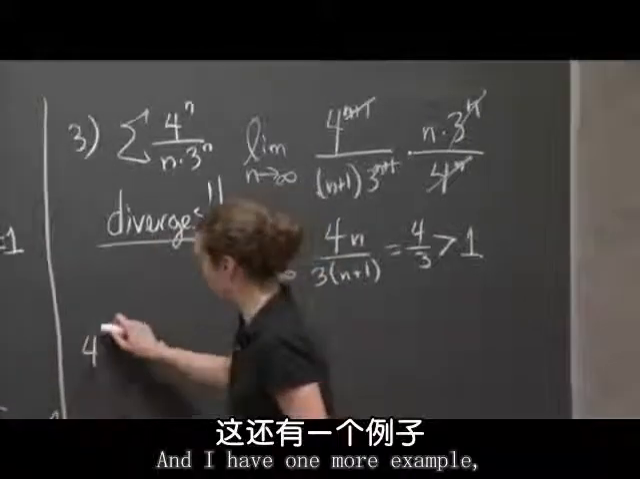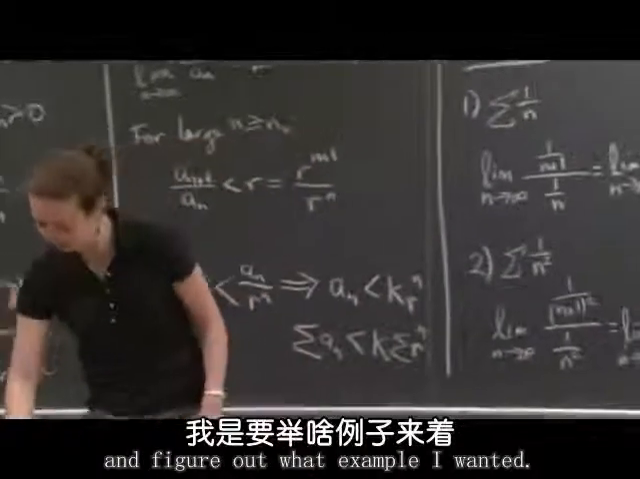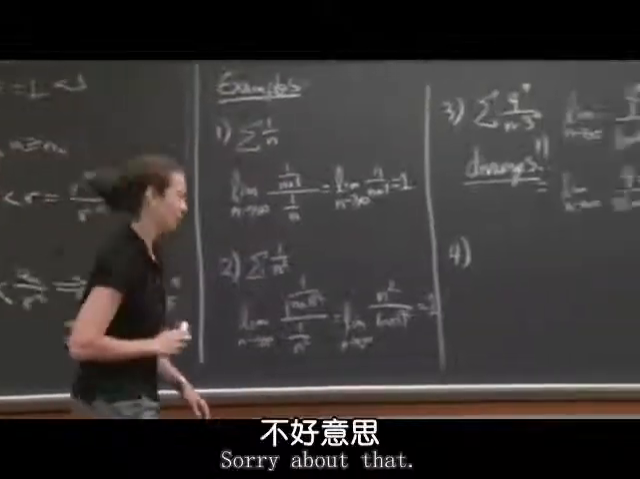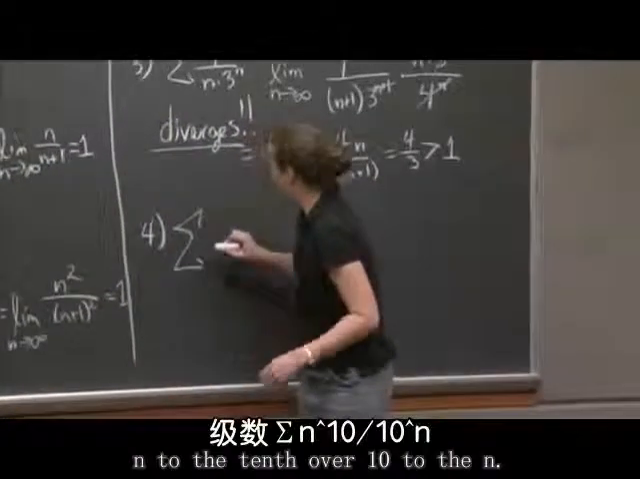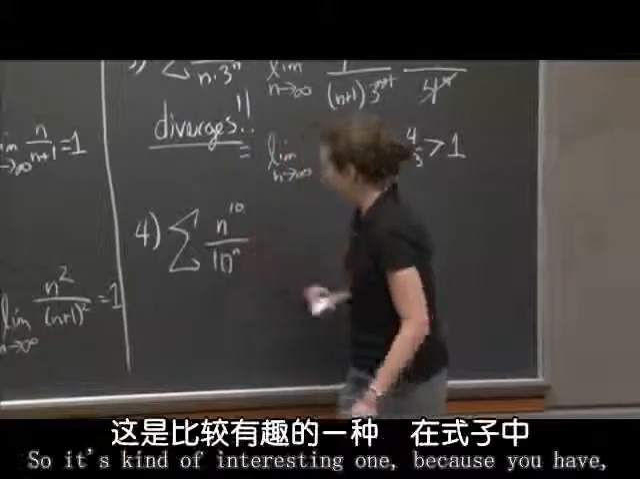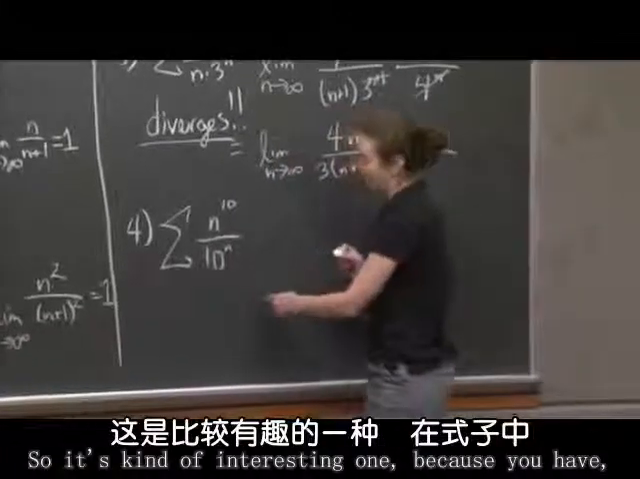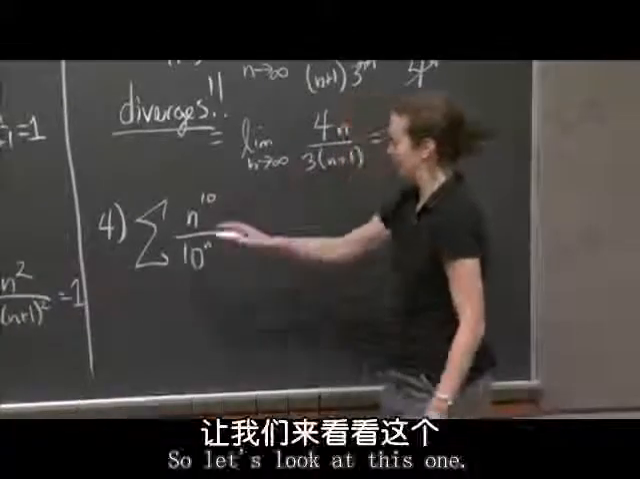And I have one more example, and I'm almost out of space. And let me actually come over here and figure out what example I wanted. Sorry about that. I knew I had one more. Okay. n to the 10th over 10 to the n. So this is kind of an interesting one because you have an exponential and then you have a power of n. So let's look at this one.